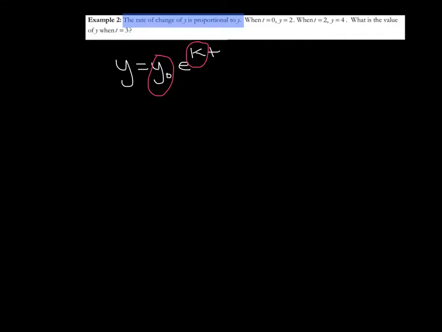Well, the first one's pretty obvious. It says here that when t is 0, y is 2. So there's your initial value right there. So we can already rewrite this to be y equals 2e to the kt.